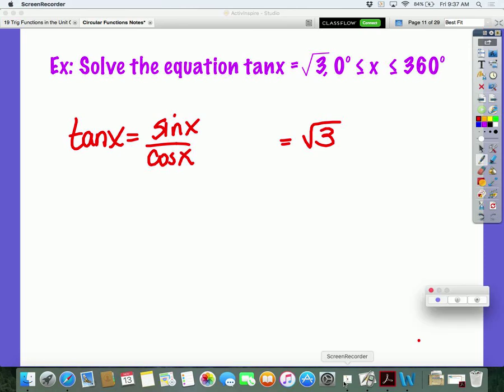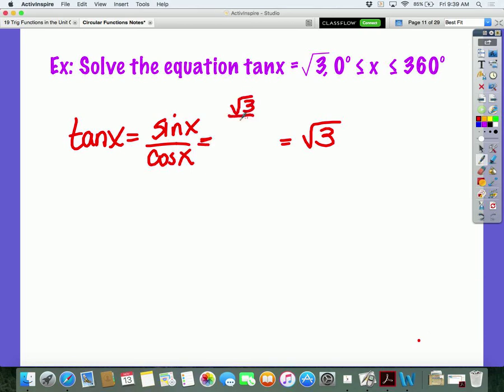Okay? Think about it. When I divide sine and cosine, I should get the square root of 3. Look at your unit circle. What angle measure, don't say it out loud, but think about it, is going to get you the square root of 3? Your sine would have had to be the square root of 3 over 2, and your cosine would have had to be 1/2.